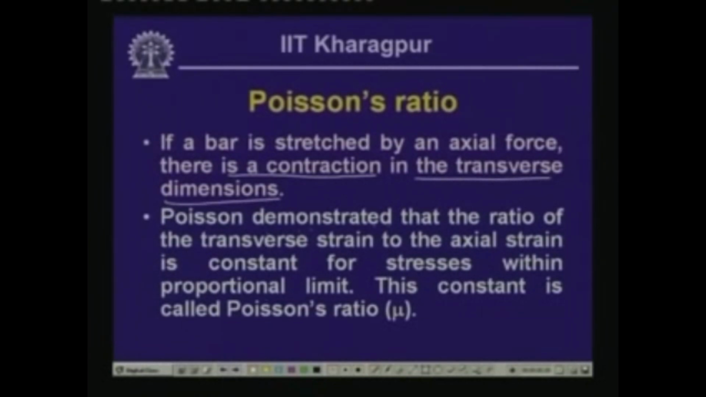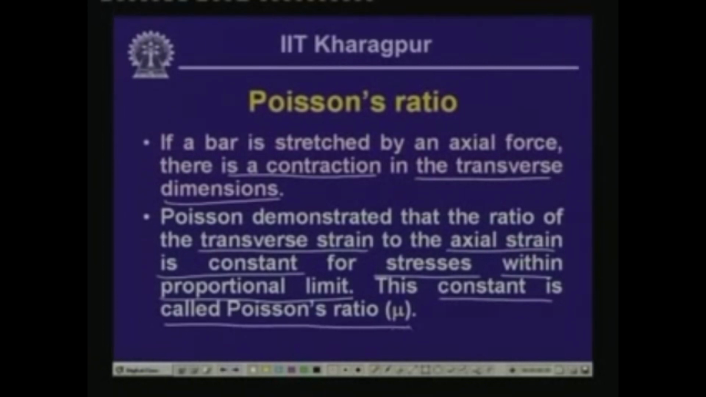Now, Poisson demonstrated that the ratio of this transverse strain to the axial strain is constant for stresses within the proportional limit. So, within the elastic limit, within the proportional limit where stress is proportional to the strain, the ratio of the transverse strain, which we get because of this axial pull, to the axial strain or the longitudinal strain is constant, and this particular constant is called Poisson's ratio.